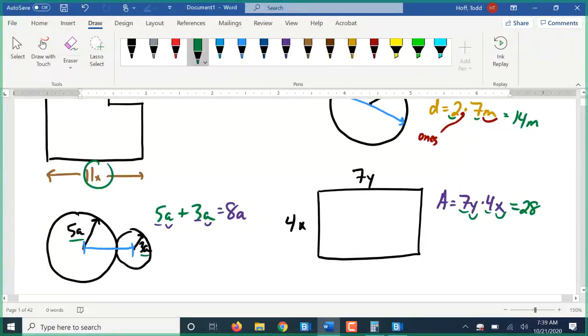Math grammar, there is actually such a thing as grammar in math, tells us that when we have two variables, it's most proper to list them in alphabetical order. So xy, 28xy. If you said 28yx, it would not be wrong. It's just poor grammar. I would still count it as okay, but we should put them in alphabetical order.